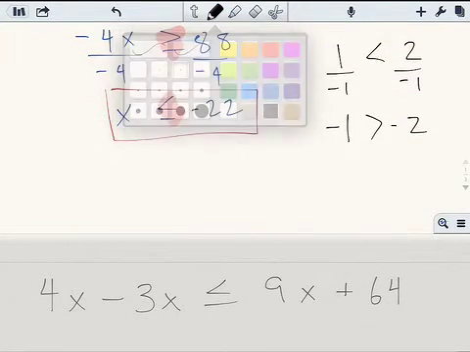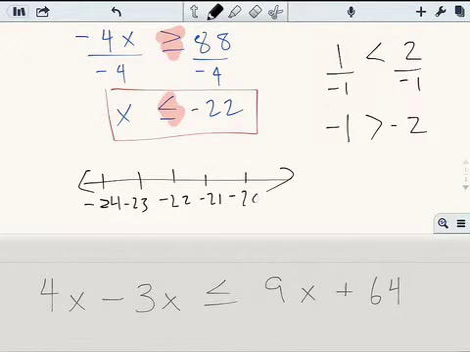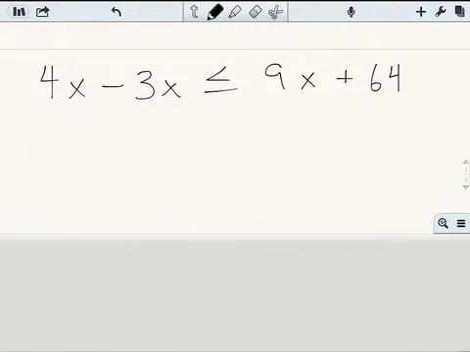Let's go ahead and make our graph here. Again, negative 2 is in the middle. We put a couple of numbers to the left and right of it. Because it could be equal to, we make a solid dot, and we're looking at all the numbers that are less than, so we shade to the left. Left is less than.